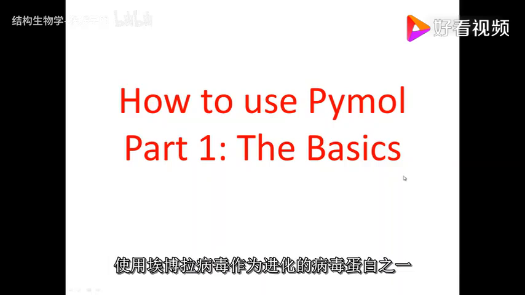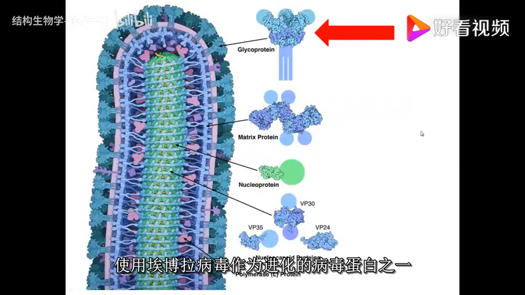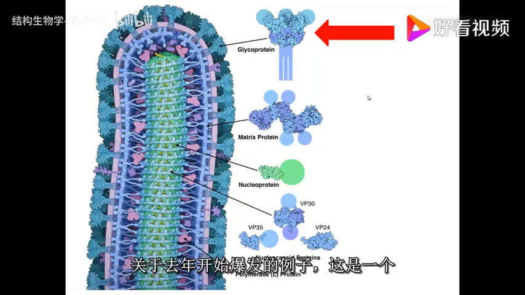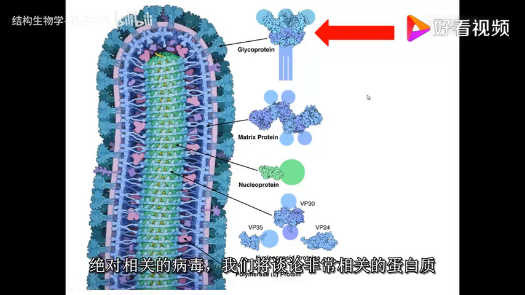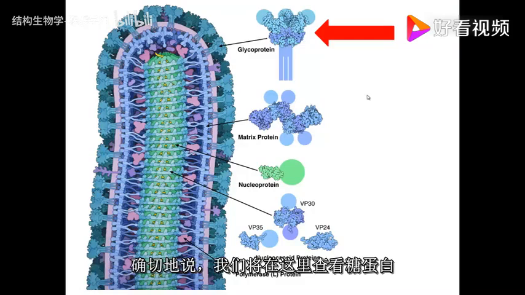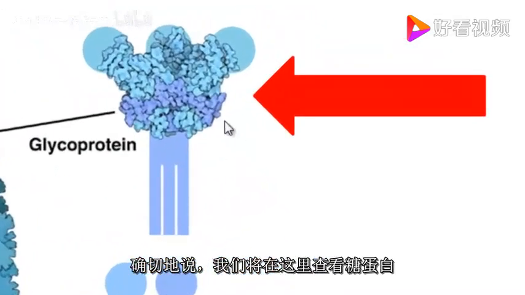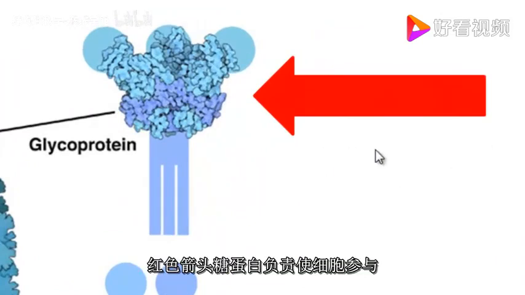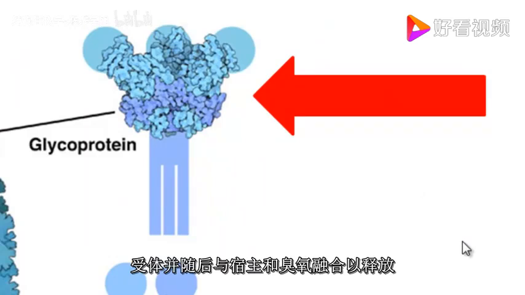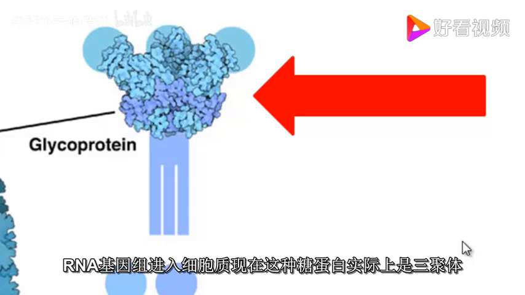We'll be using one of the Ebola virus proteins as the example. Concerning the outbreaks that started last year, this is a definitely relevant virus, and we'll be talking about a very relevant protein for sure. Specifically, we'll be looking at the glycoprotein here, indicated by the red arrow. The glycoprotein is responsible for engaging the cell receptor and subsequent fusion with the host endosome in order to release its RNA genome into the cytoplasm.